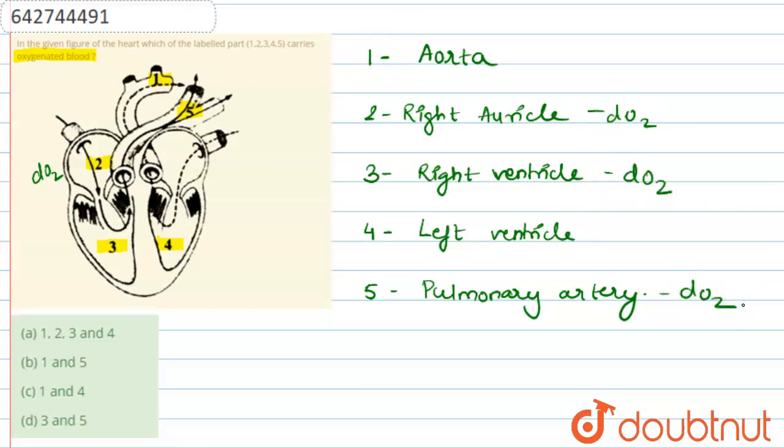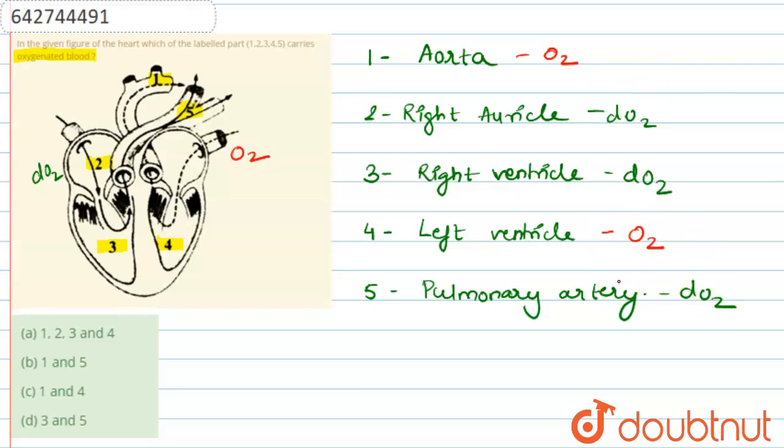Whereas we know that the left side of the heart carries oxygenated blood. The left auricle receives the oxygenated blood from the 4 pulmonary veins arising from the lungs and joining at the left auricle. They bring all the oxygenated blood to the left auricle. From the left auricle, the blood is passed on to the left ventricle, and the left ventricle pumps it through the systemic aorta to various parts of the body. So the aorta and the left ventricle, both of these carry oxygenated blood.